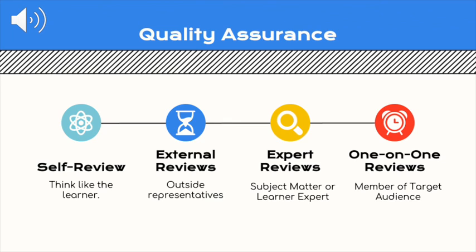Self-review is critical. Try to think like the learner. External reviewers are individuals outside of the institution. They can provide unbiased professional feedback. Expert reviewers are subject matter or learning experts that can also provide a critical review of instructional resources. Finally, one-on-one reviews are conducted with the target audience. The person works through the materials with an evaluator present.